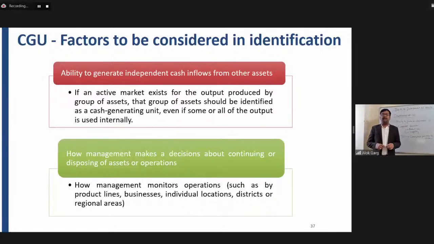Then, how management makes a decision about continuing or disposing of assets or operations. How management monitors the operations, such as by product line, businesses, individual location, district, regional area, geographies. So again, it is very important for determination of CGU.